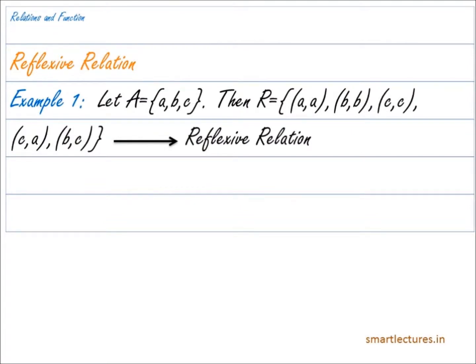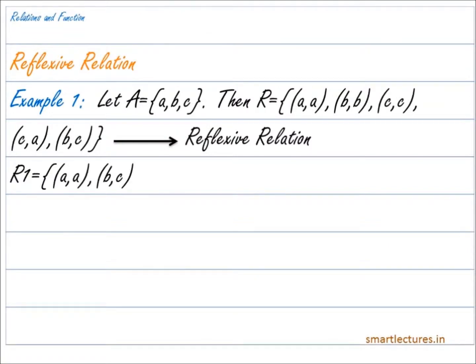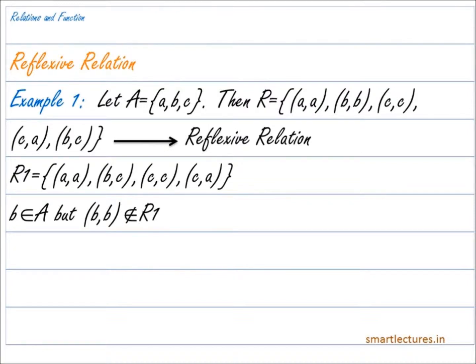Let's try another relation R1, where R1 is equal to {(a,a), (b,c), (c,c), (c,a)}. Here you can see b is present in set A, but we don't have any combination (b,b) in our given relation R1. Hence, b belongs to set A, but the combination (b,b) doesn't belong to given relation R1. Hence, R1 is not a reflexive relation.